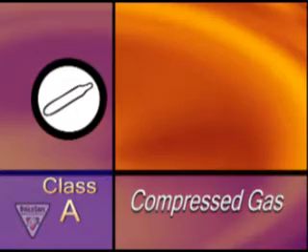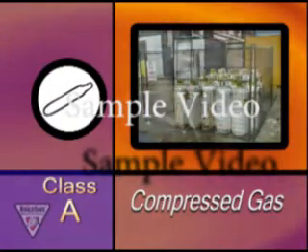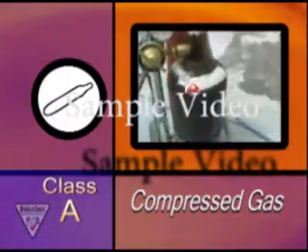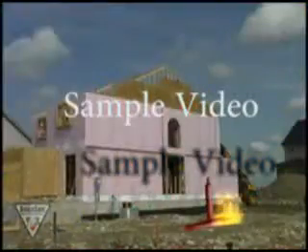Class A for compressed gas. Examples in construction include propane, acetylene, and oxygen. Any compressed gas cylinder can be a potential bomb, especially if it's in a fire or if the cylinder is blocked.